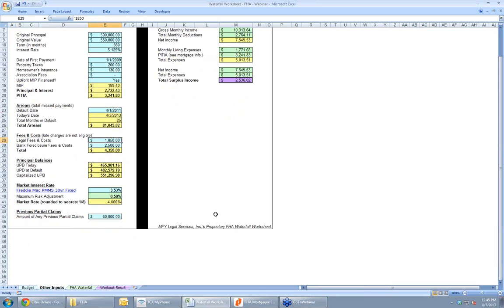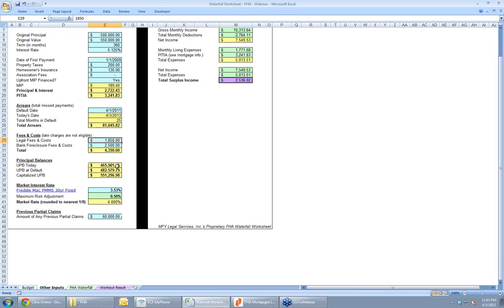A quick note on the fees and costs. FHA has issued guidance on what they think are reasonable attorney's fees and costs for a foreclosure. I've entered in $1,850. That's the amount that they allow in New York. I think they even put it down to New York metropolitan area or New York City. And that's the maximum amount that can be charged for a completed foreclosure. In our practice, we see some very high fees and costs, so I like to highlight that little piece of guidance.